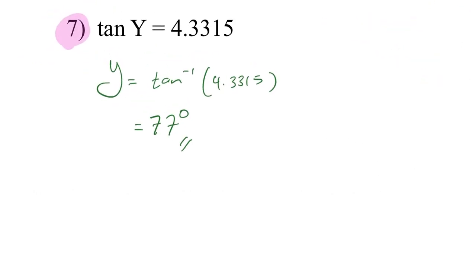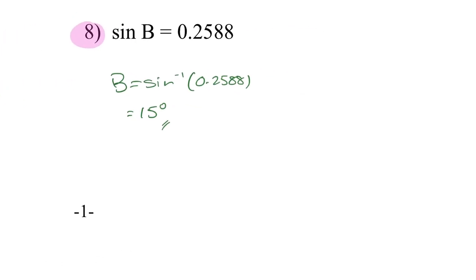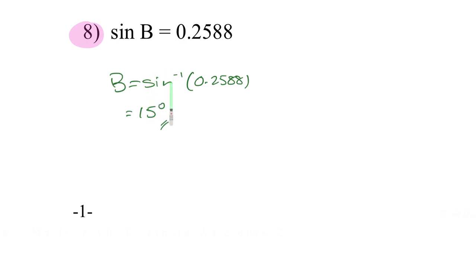Okay, so number 7, again, in this case I got tangent, so I'm using the inverse of tangent. So tangent inverse equals 4.3315. By going to your calculator, in this case again, second tangent 4.3315, it's going to give you 77. And then the last one, sine. I'm using the inverse. Second sine 0.2588, which gives you 15.